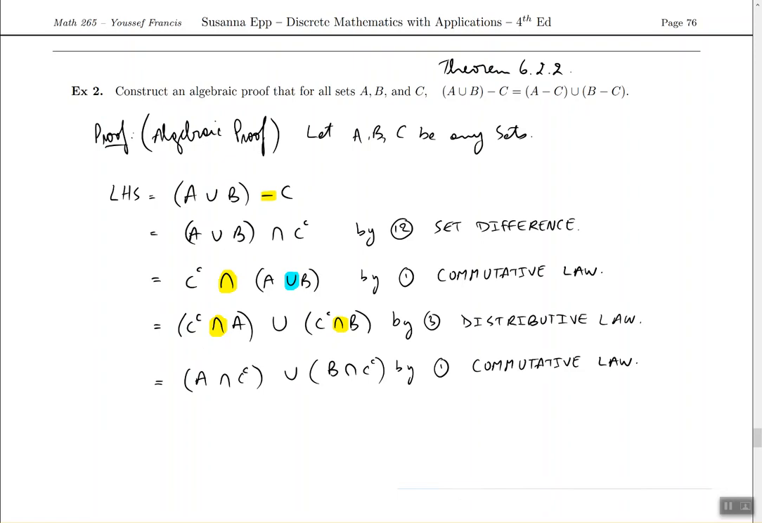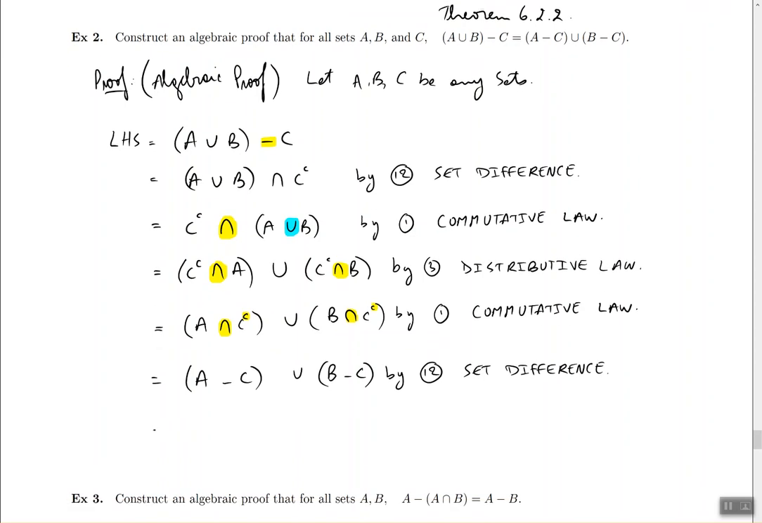And finally, I'm going to rewrite each one of these intersection and complement as a minus. Okay, this is again the set difference. So A minus C, union B minus C. This is again by rule number 12, set difference. But at this point, I would like you to notice that the thing that we just wrote is exactly the right-hand side. So the property is true. So the theorem actually holds. Therefore, we are finished. Therefore, we are done.